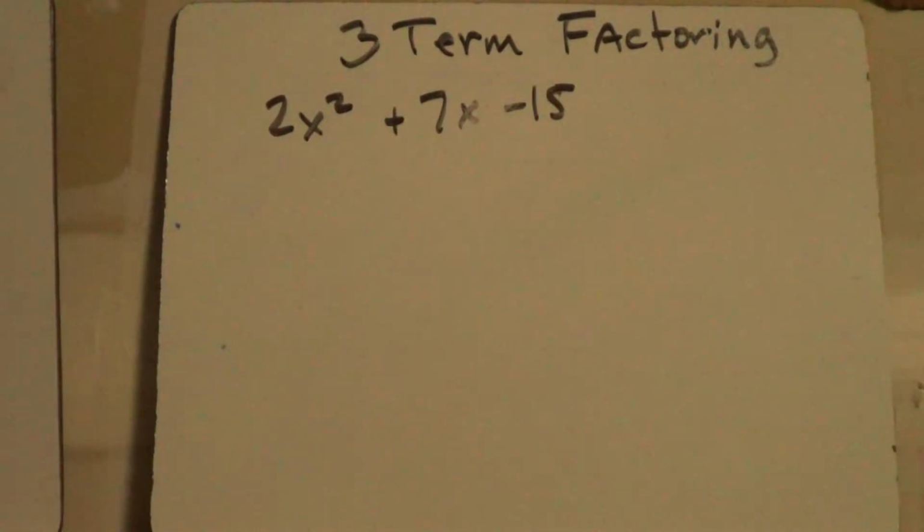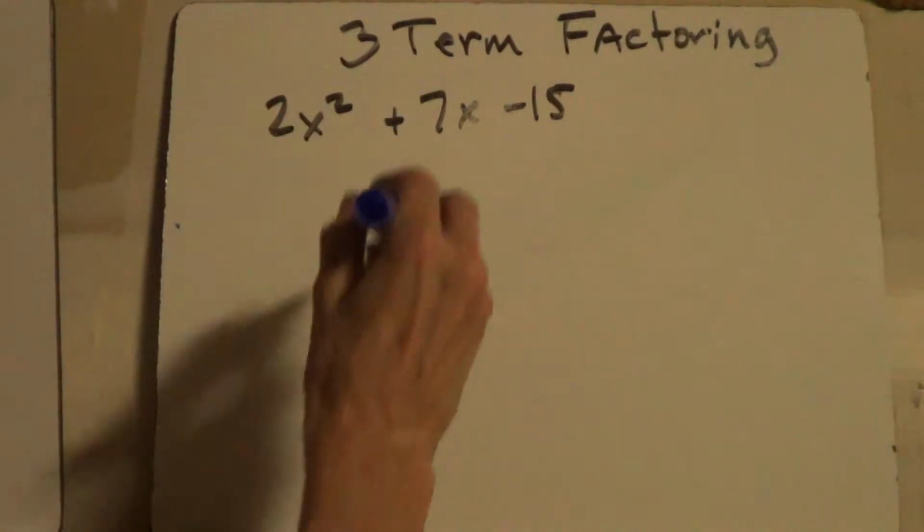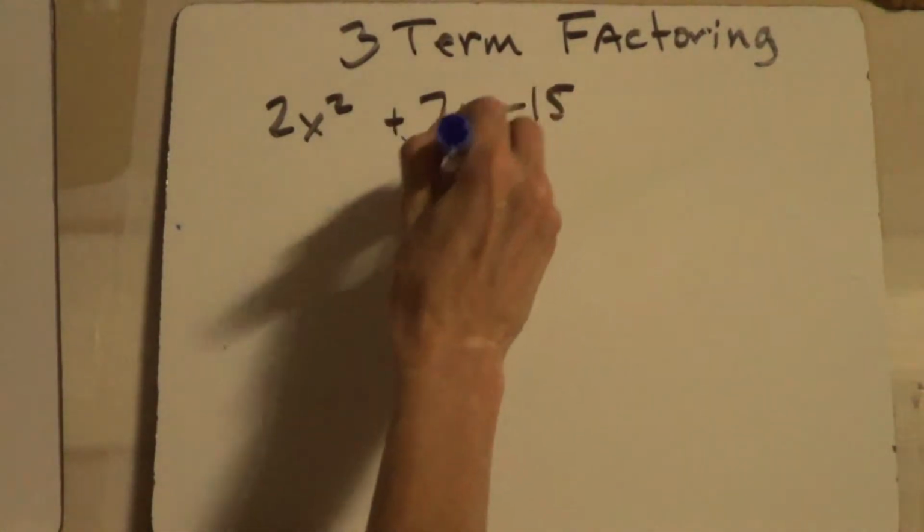Okay guys, I want to take you into three-term factoring. On three-term factoring, we have a few steps because you really can't factor a three-term. So you think about the X game that we've been playing. There was a reason for it.